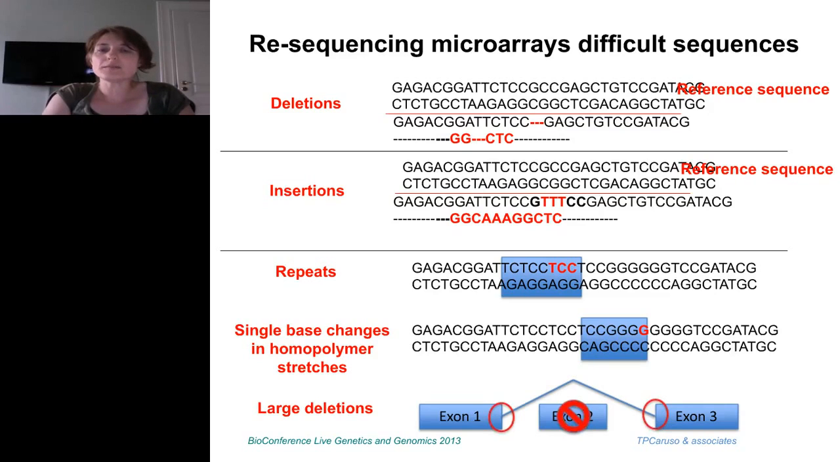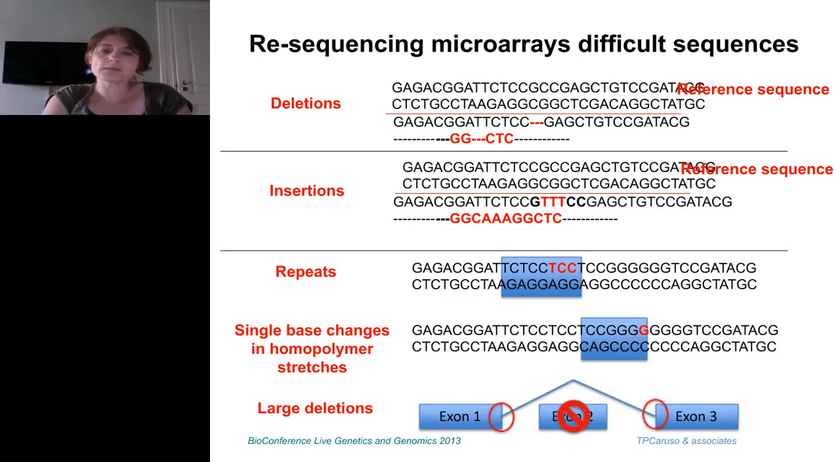The other problem is repeats as well as single base changes in homopolymer stretches. Those are never friendly with any sequencing technology, but microarrays are particularly susceptible to slippage of the hybridization if you have repeats or single insertions in homopolymers or deletions for that matter.